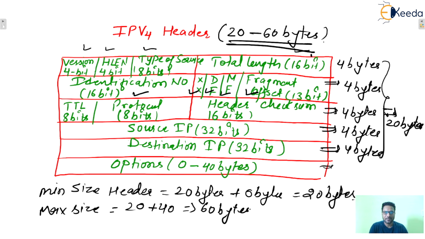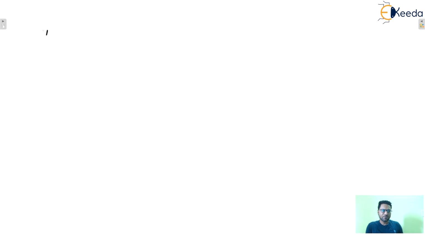I hope this one is clear to everyone. So the minimum size of IP header is 20 bytes and the maximum size is 60 bytes, isn't it? See, we will see one by one what these fields are. First one we'll see version, then we'll see H length, isn't it? Version. So the first field is what? Version. So version, we can say that this is of 4 bits.